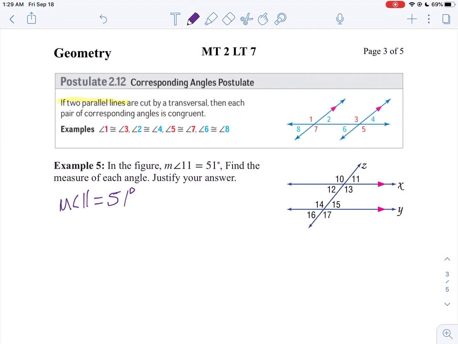Notice it says find the measure of each angle, which is pretty basic in itself, but make sure you justify your answer. Tell me why that's true. Well, if we take a look here, the measure of angle 12 is also 51 degrees. That has nothing to do with the lines being parallel. Notice 11 and 12 are vertical angles. So that's what we're going to say. They're vertical.